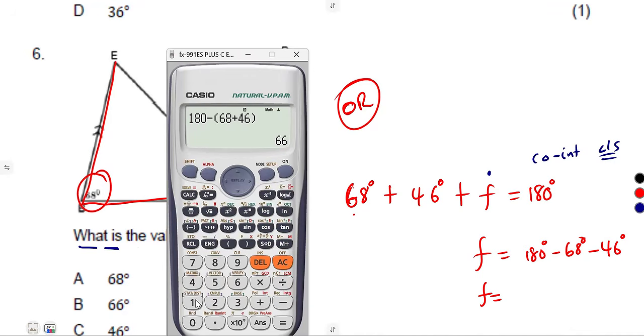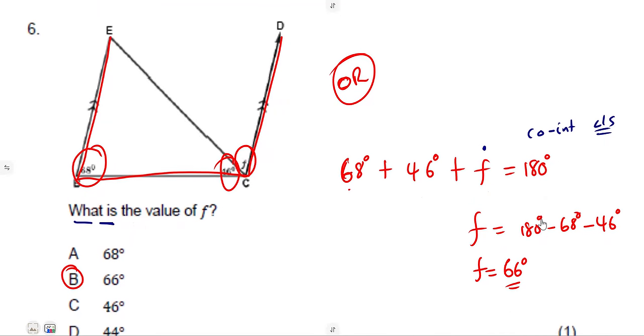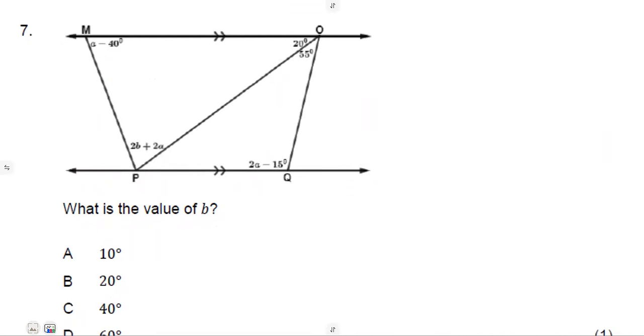All right, so let's consider this. 180 minus what? Minus 68 minus 46. So that was going to give us 66 degrees, which is the same as what we obtained previously. So there are actually so many ways that we can consider there, as long as you are working with the exact properties from your geometry, from your parallel lines, from the triangles. All that must be taken into consideration.